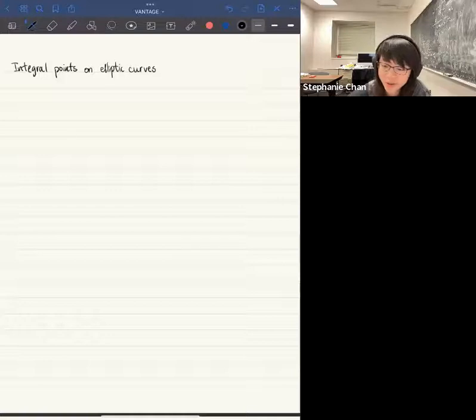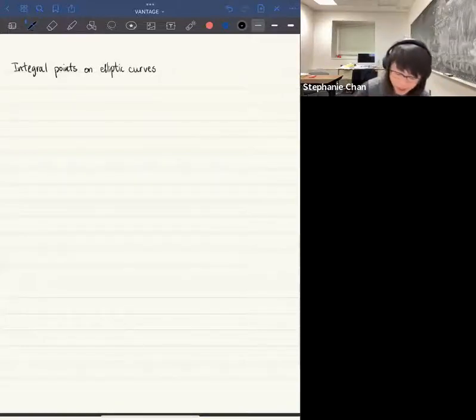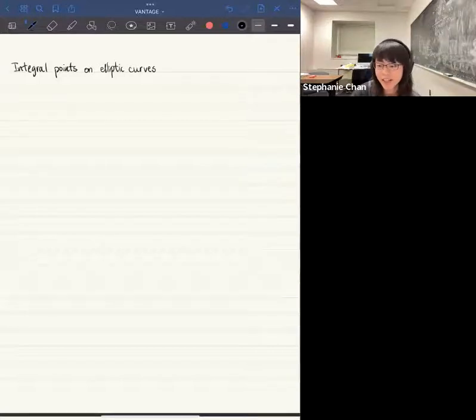Thank you to the organizers for putting everything together and for the opportunity for me to speak here. I'll talk about integral points on elliptic curves, and in particular, I like to think about the distribution of the number of integral points in certain elliptic curve families. Before I go on to state results related to integral points, first we need to define exactly what integral points we're looking at, because the number of integral points actually depends on the model that we take.